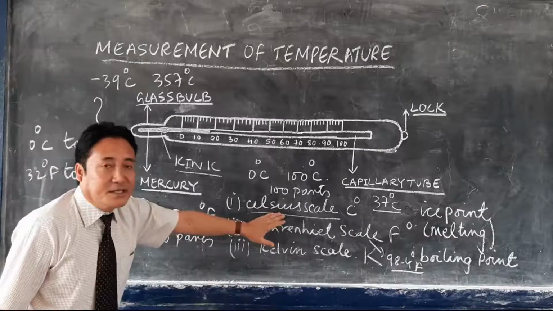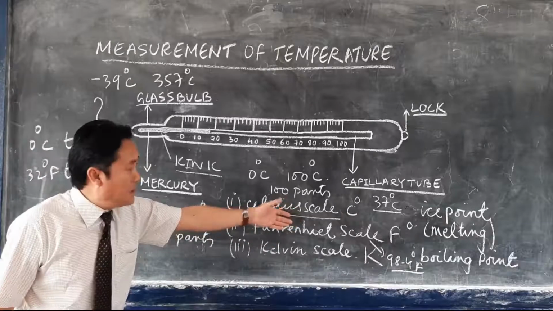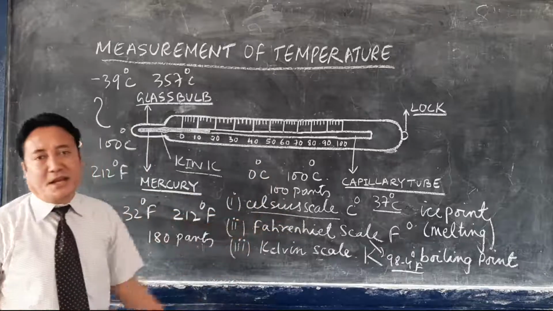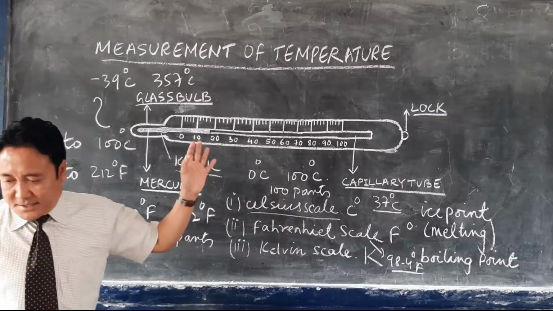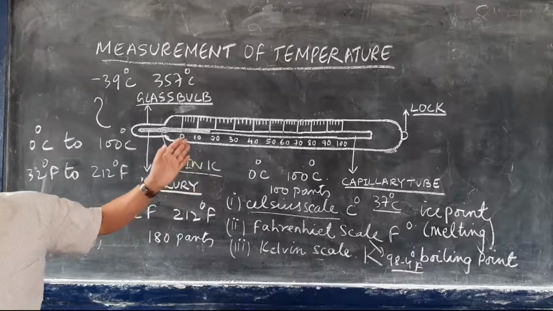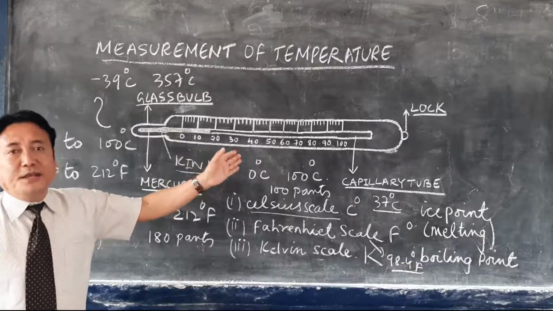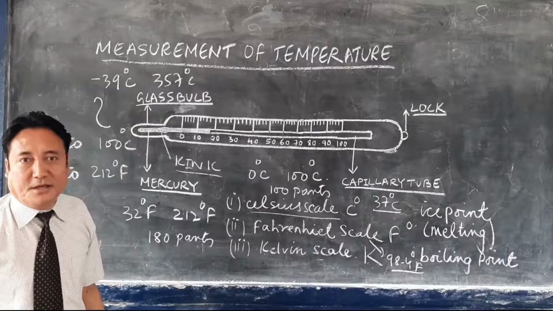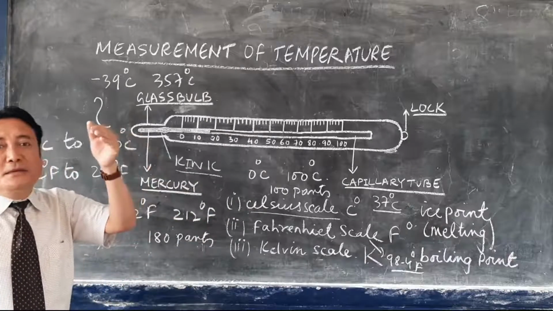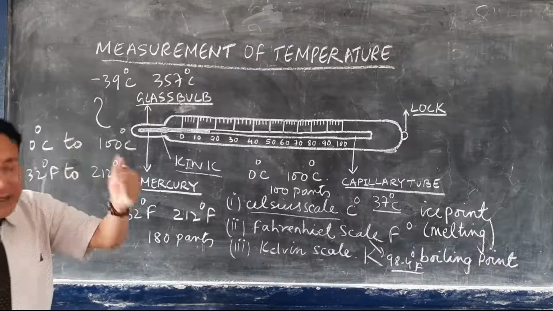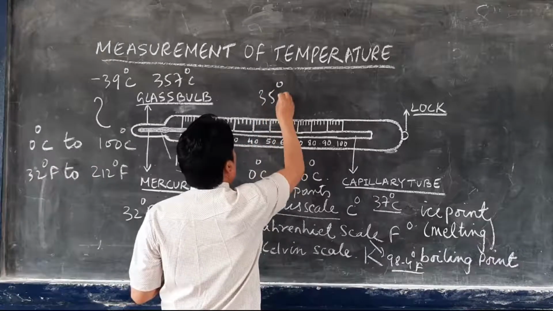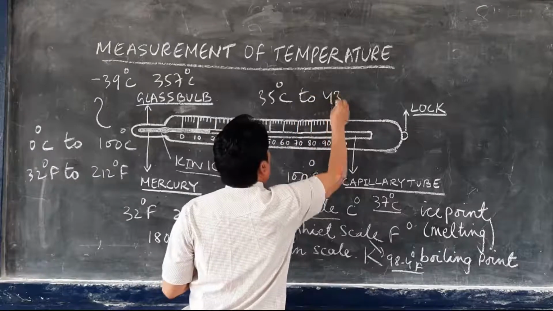The clinical thermometer is also measured in the Celsius scale. In a clinical thermometer there are two scales: one is the Celsius scale, the other is the Fahrenheit scale. In the Celsius scale, this clinical thermometer measures a very short range of temperature, from 35 degrees Celsius to 43 degrees Celsius.